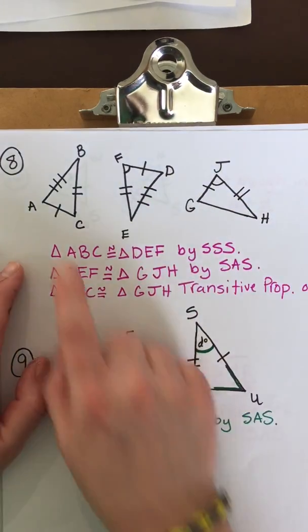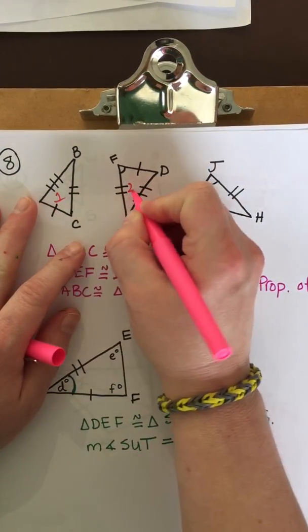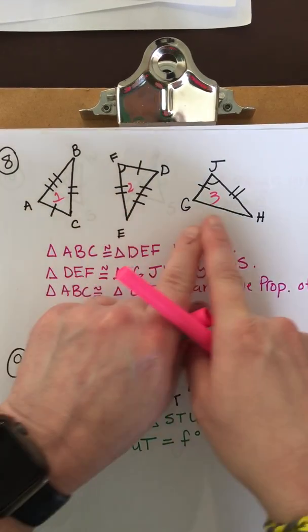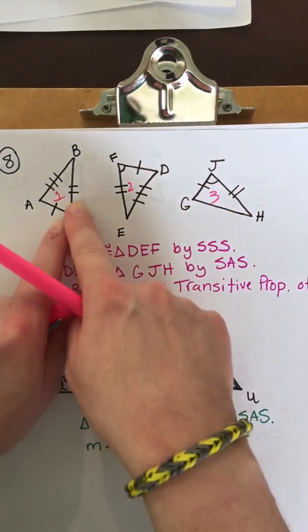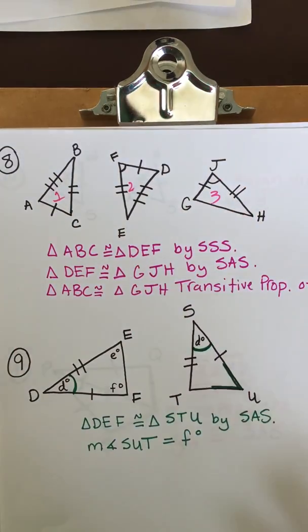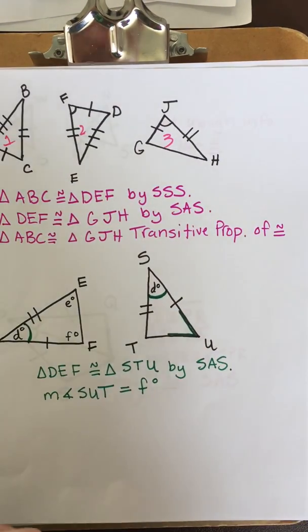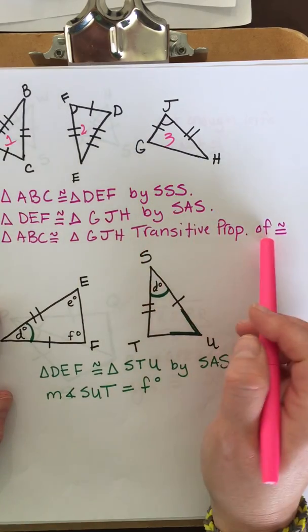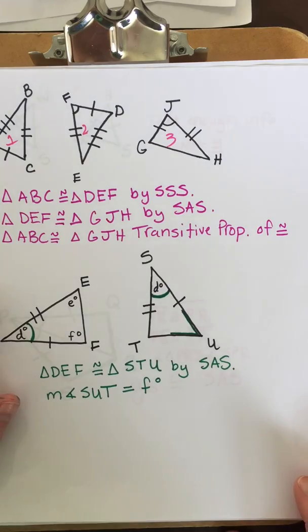So since triangle, let's just number them here. Since triangle 1 is congruent to triangle 2, and triangle 2 is congruent to triangle 3, guess what? These two have to also be congruent. And how do I know that? It's by the transitive property. We used it a bunch when we did proofs before at the beginning of the semester. Usually it was of equality, but since we're talking about congruence, it's the transitive property of congruence.